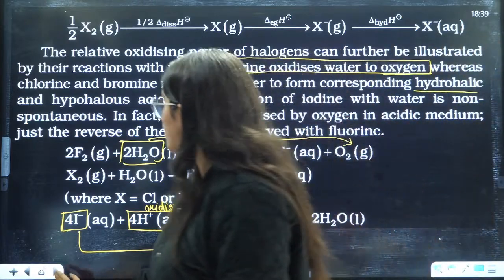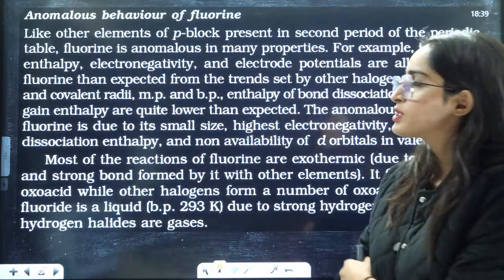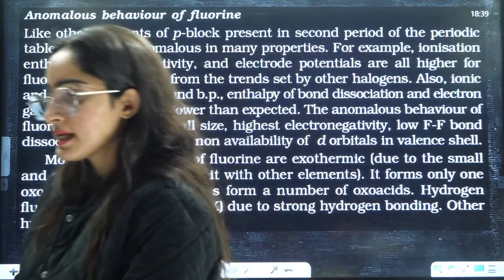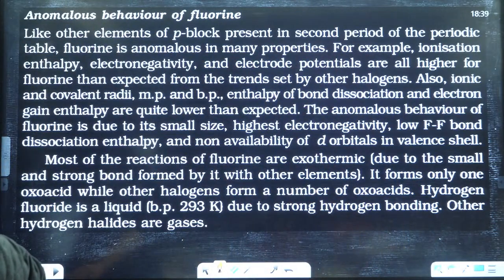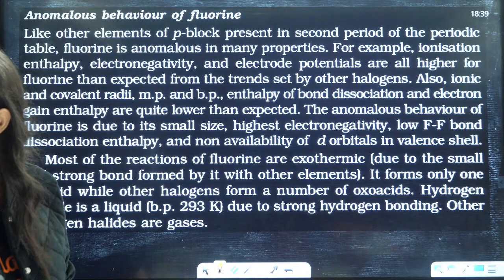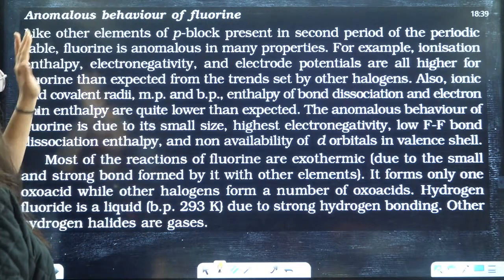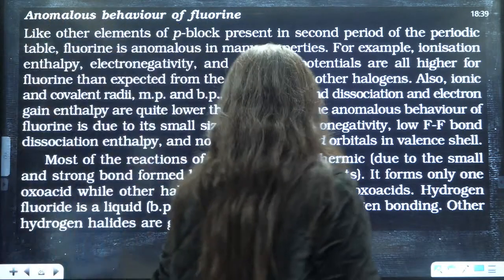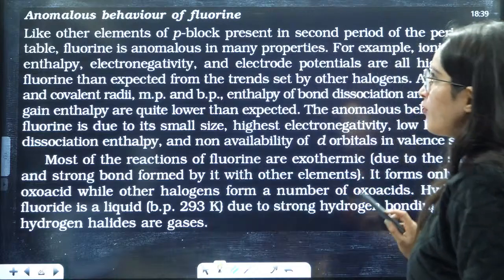Okay. So now, next is anomalous behavior of fluorine, right? Yes, guys, next is anomalous behavior of fluorine. Clear? Very good. Now, anomalous behavior of fluorine. Let us see the anomalous behavior of fluorine.